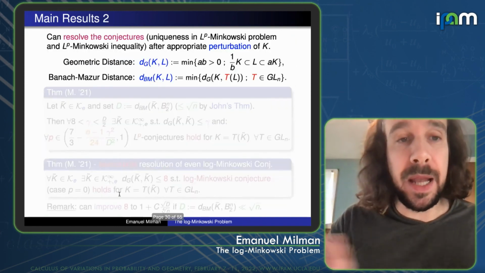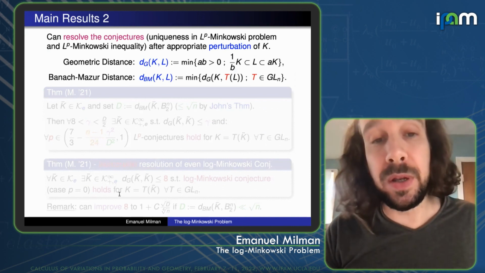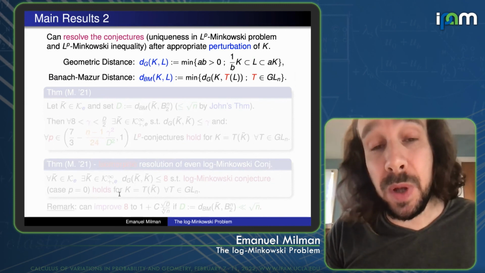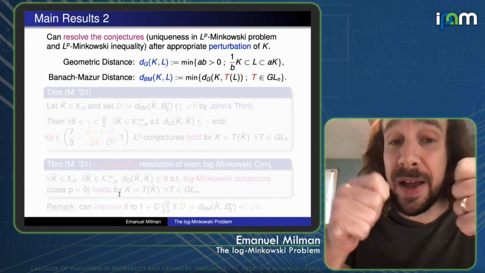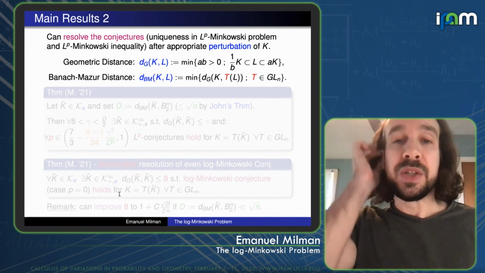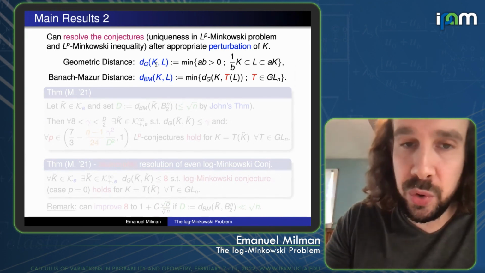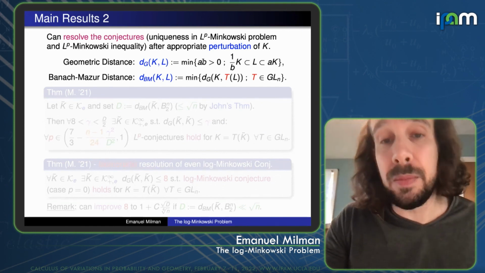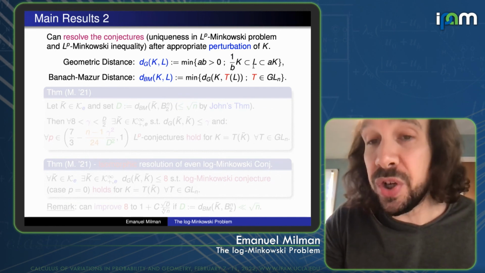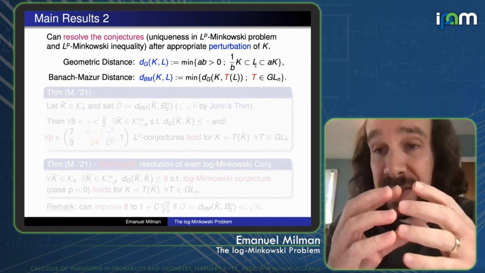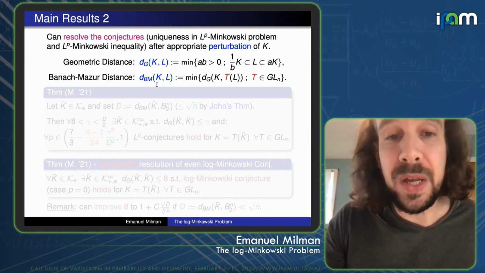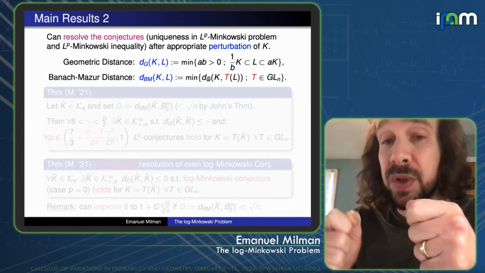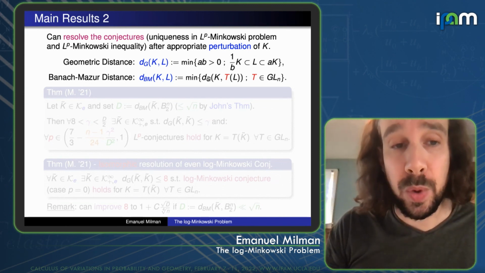In my last minute, this is my last slide. Another thing that we can do is, while we unfortunately cannot resolve the conjecture in full, we can resolve the conjecture if you allow us to modify the given convex body a little bit. There are two natural distances for controlling the distance between two convex bodies. The first is called the geometric distance. This is just the best sandwiching constants for which you can sandwich one convex body inside two homothetic copies of the other body. And the other is called the Banach-Mazur distance, exactly as before, only now you're also allowed to apply a linear transformation to one of the bodies.